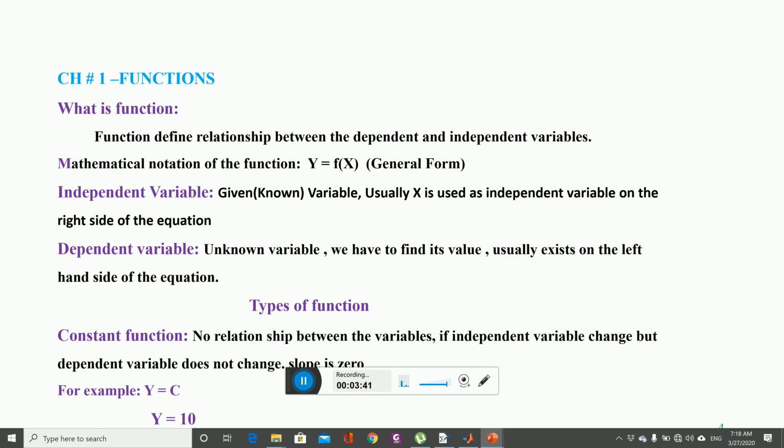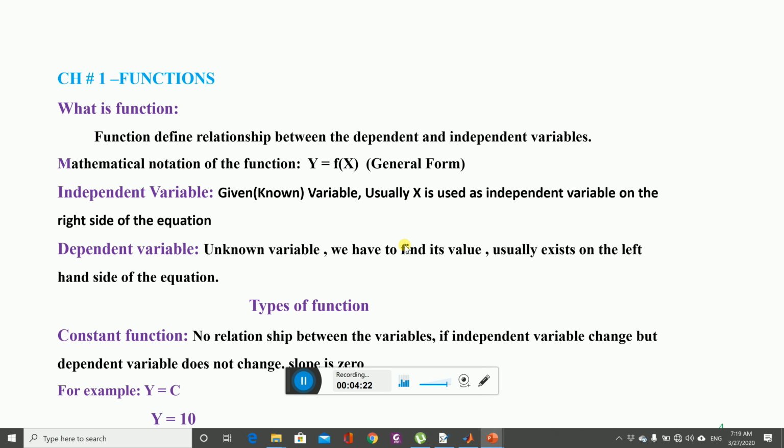Let me define the independent variable. An independent variable is that variable which is known to us, to which we assign a value from our side. Usually we use the symbol x for the independent variable, and this exists on the right hand side of the function or equation. Like for example, in this function, y is a function of f of x, x is the independent variable.